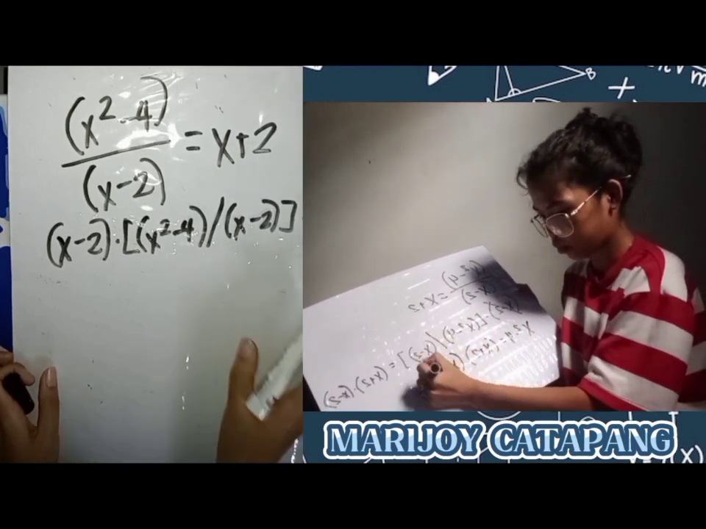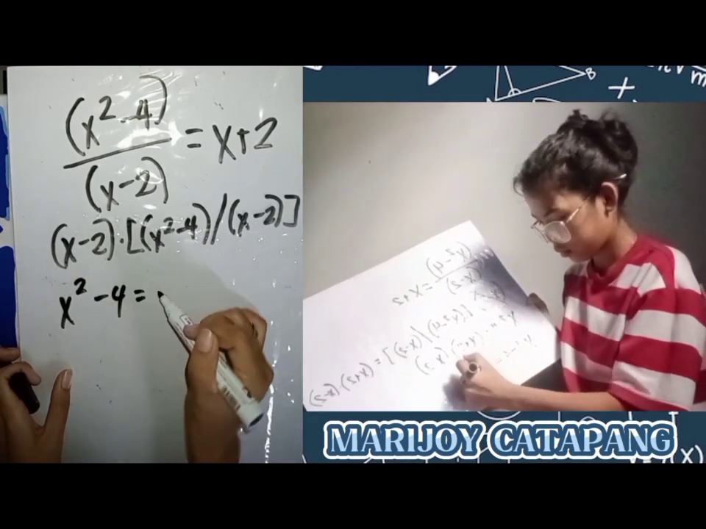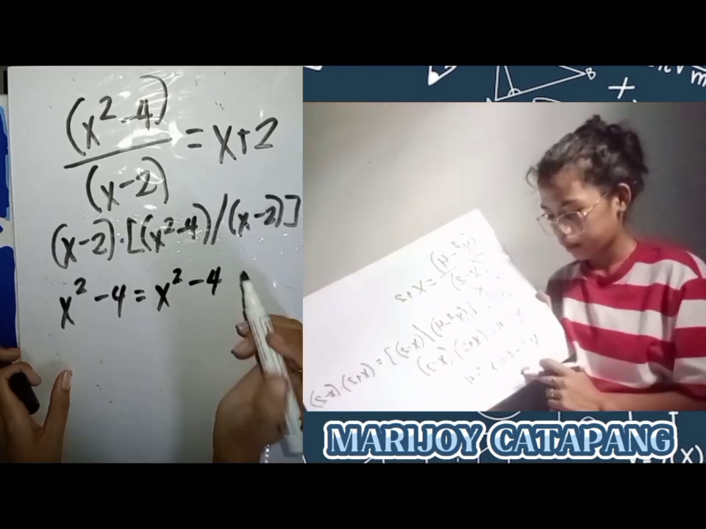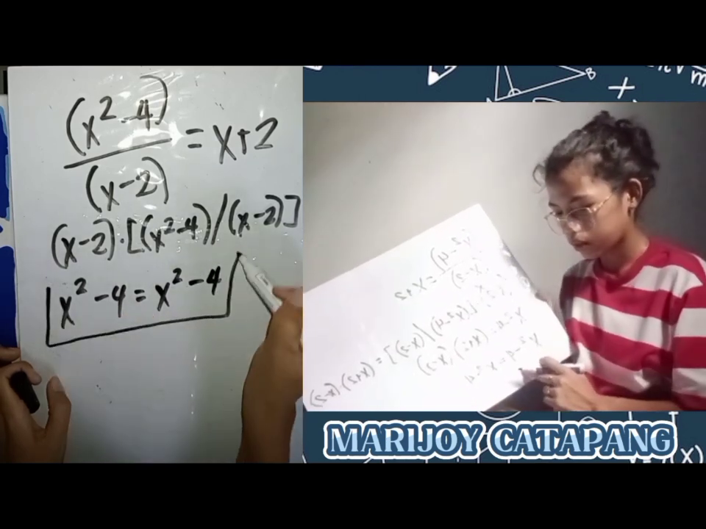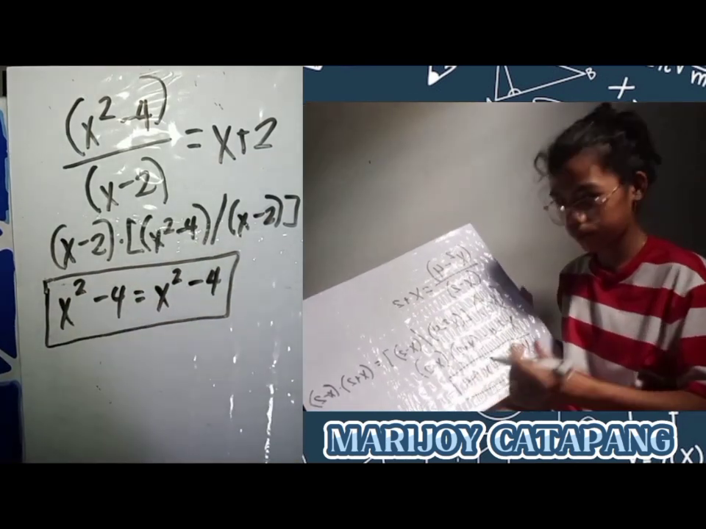Now, expand the right side. x squared minus 4 is equal to x squared minus 4. This equation is true for all values of x except for x equals 2. Therefore, the solution to the equation is all real numbers except x equals 2.